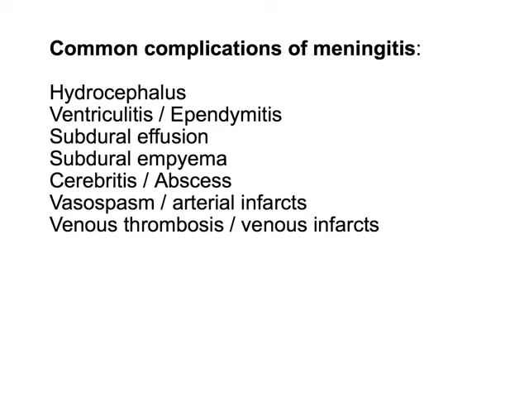On the CT, we're also going to be able to evaluate for hydrocephalus. Nevertheless, these other things may not be as clear: ventriculitis, ependymitis, subdural effusion, subdural empyema, cerebritis, abscess. We may be able to see an abscess. Vasospasms, of course, we're not going to be able to see. Arterial infarcts, possibly. Venous thrombosis, possibly. So it's kind of a mixed bag.